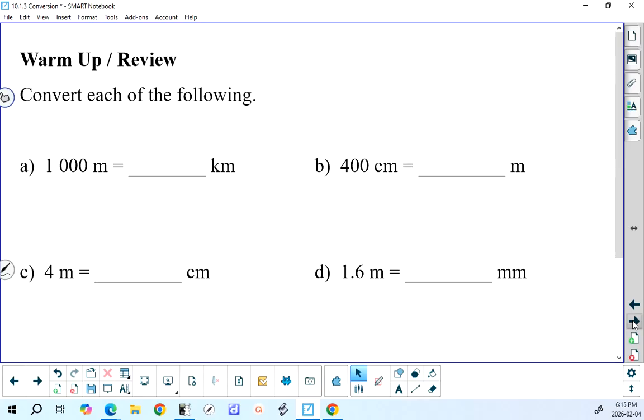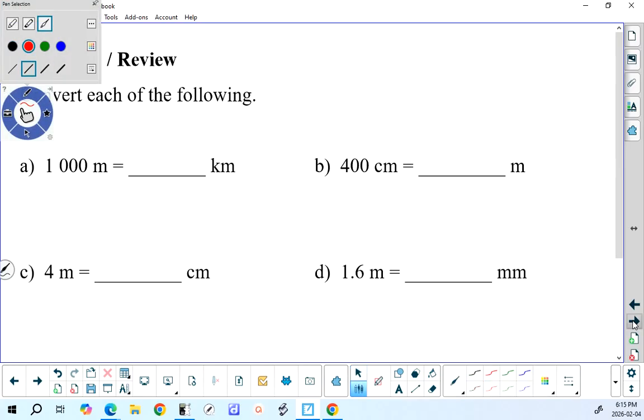But for example, when I take a look at B, 400 centimeters, hopefully you will have learned by now, whether it's over the past few days or junior high math and science, that to go from centimeters to meters, you divide by 100. So in other words, we take the decimal place on 400 and move it 2 places to the left and get 4 meters.